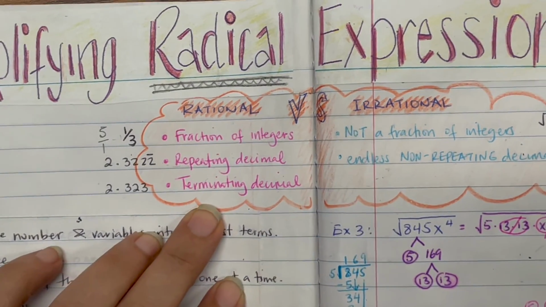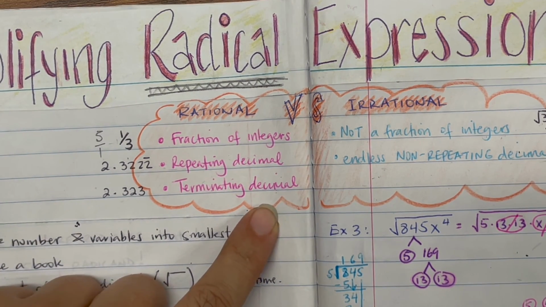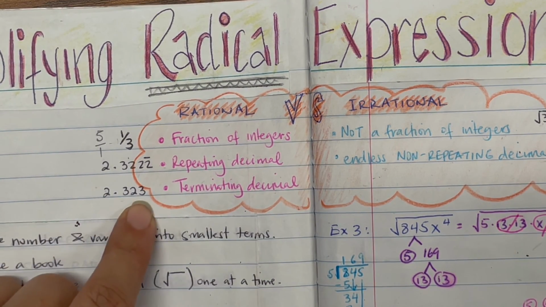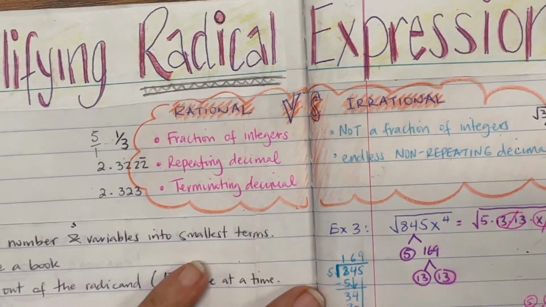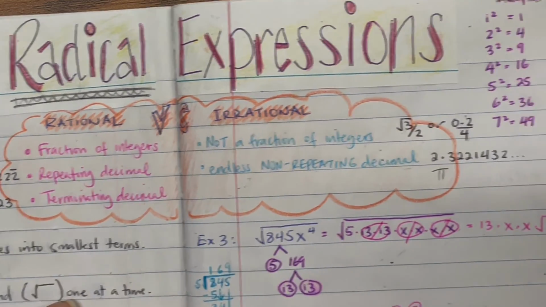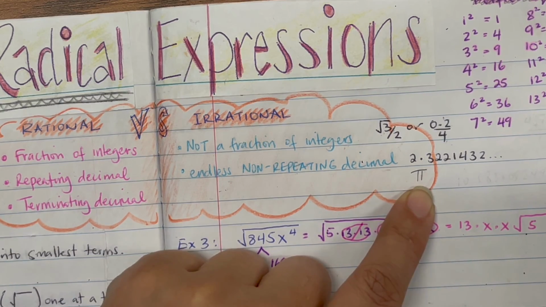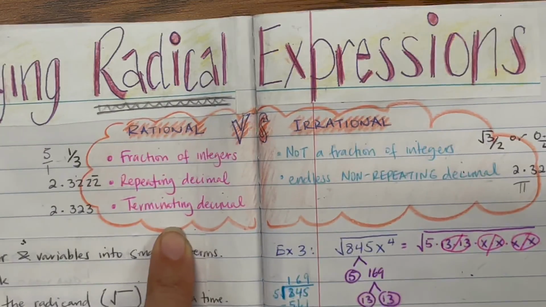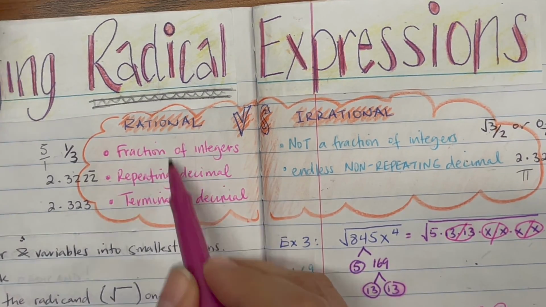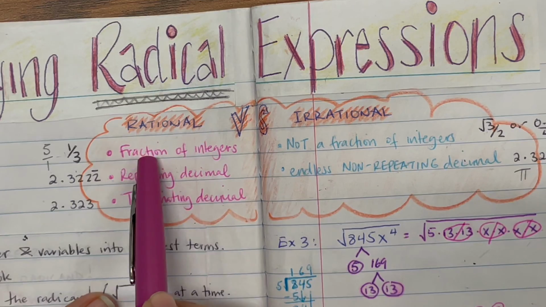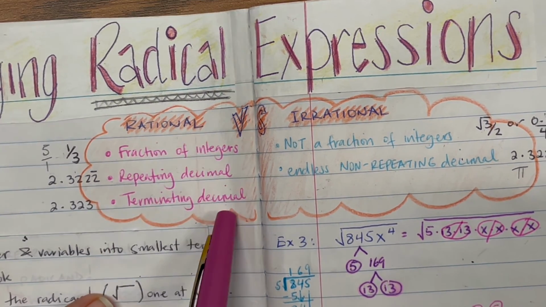And then finally, it can be a terminating decimal, meaning it could be a decimal that's not repeating, but it finishes, right? So 2.323, it's not repeating, but there's an end. All right, so rational number has these 3 things. If it goes on forever, it is not terminating, like pi. Pi is 3.14, blah, blah, blah, and going on forever, it doesn't terminate. So once again, in order for it to be rational, these 3 things must be true. It can be written as a fraction of integers, it can be written as a repeating decimal, or it can be written as a terminating decimal.